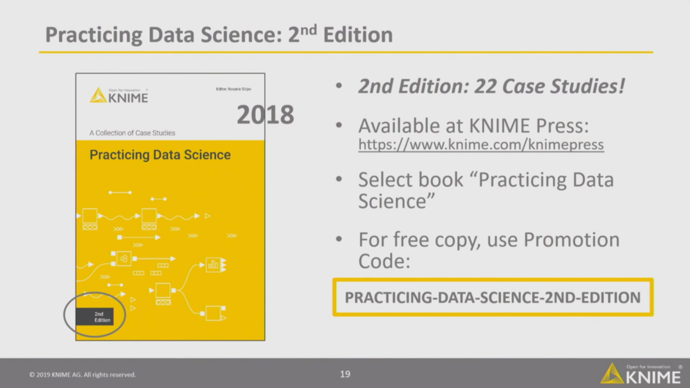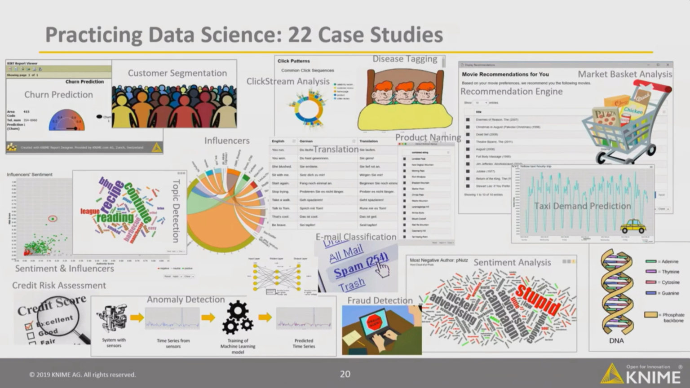Okay, so what's in this book, to see if it's worth having more use cases, more case studies? We have the original churn prediction and customer segmentation. They were there before as well. They're kind of classic. We have one use case on clickstream analysis, one on disease tagging. There is then the whole group of recommendation engines: for movie recommendation using the Spark collaborative filtering, or for market basket analysis using the association rules.